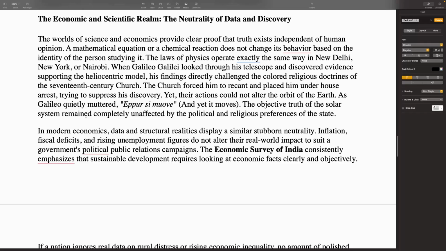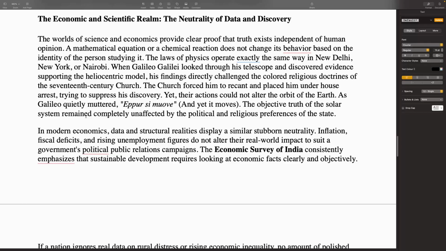As Galileo quietly muttered, "Eppur si muove," and yet it moves. The objective truth of the solar system remained completely unaffected by the political and religious preferences of the state. In modern economics, data and structural realities display a similar stubborn neutrality.